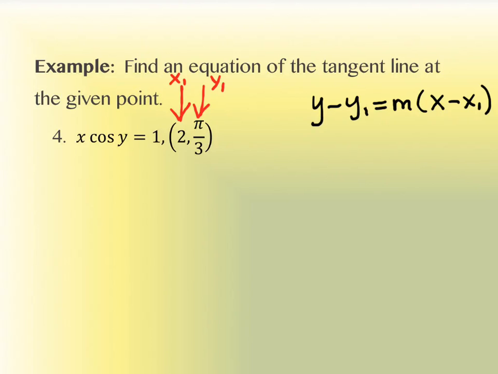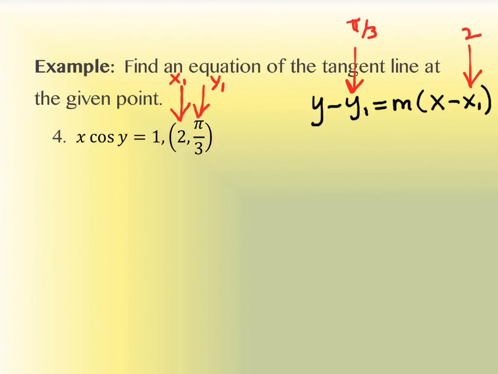That's new, right? Before they would just give you x equals 3 and you actually had to find the y value. So they're actually giving you those pieces of information. So y1 is pi thirds, and x1 is 2. So the only thing I really need to find is m. How do I find m? You take the derivative, exactly.